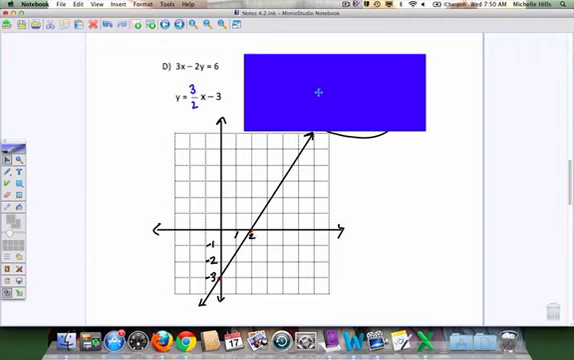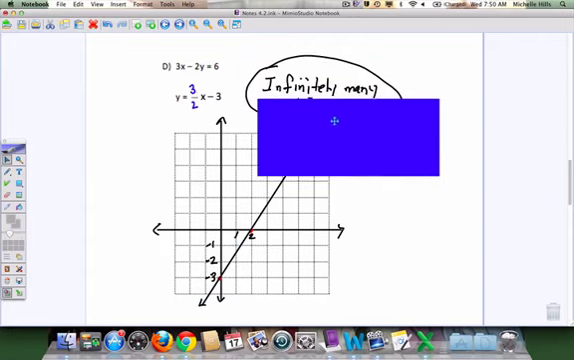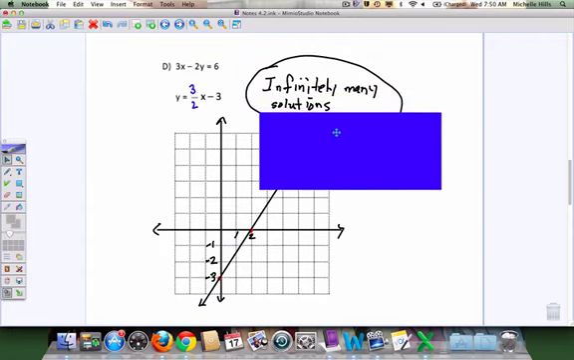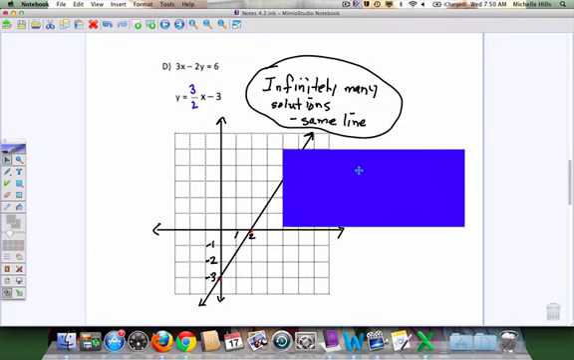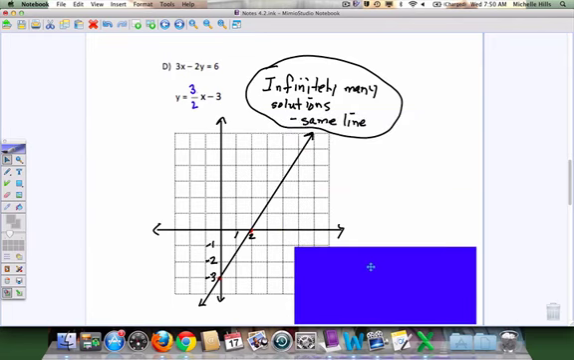So, again, the solutions are the points of intersection of the lines. Well, these two lines intersect at every point along the line. So every line has an infinite number of points, which means there are infinitely many solutions on this problem. And again, just like the previous one, why is that the case? Because they're the same line.